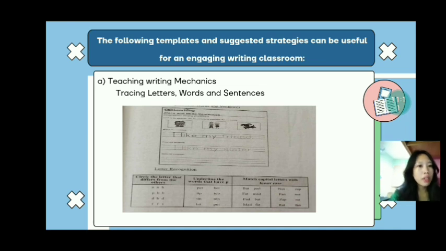So as shown in the picture, it shows the writing activities where the students have to trace the letters or words to form a sentence. And the second is letter recognition, where they have to encircle the letter that differs from the others. So that way, the students can hone their writing skills.